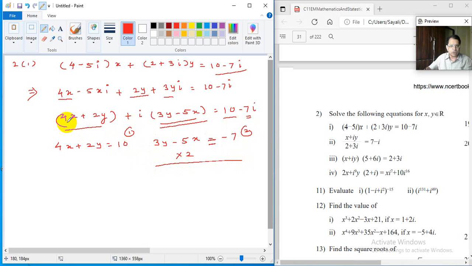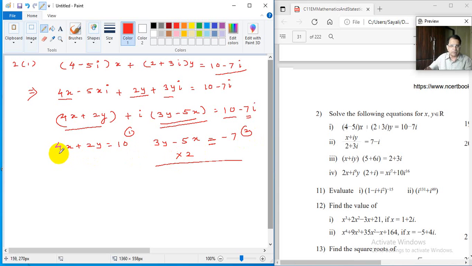So here the real part was 4x + 2y. The real part is that part of the complex number which does not contain i, and the imaginary part is the coefficient of i. Okay, so the real part here was 4x + 2y, here it was 10. So I equated 4x + 2y and 10. Also here the imaginary part was 3y - 5x, here it is -7. So we equated that. Now we have to solve these two equations and get x and y.